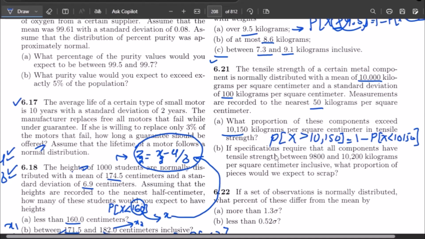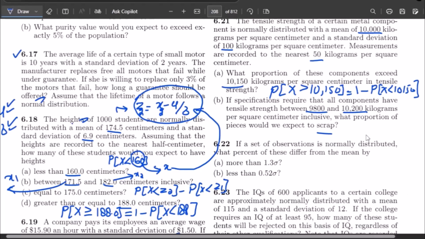In part B, if specifications require that all components have tensile strength between this and this, again similar to part C, per square centimeter inclusive, what proportion of pieces would we expect to scrap? Okay, so similarly we have to find them out and then we will find the answer of it by employing the z distribution table.